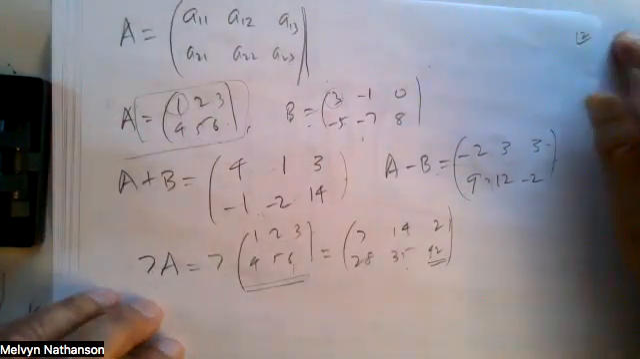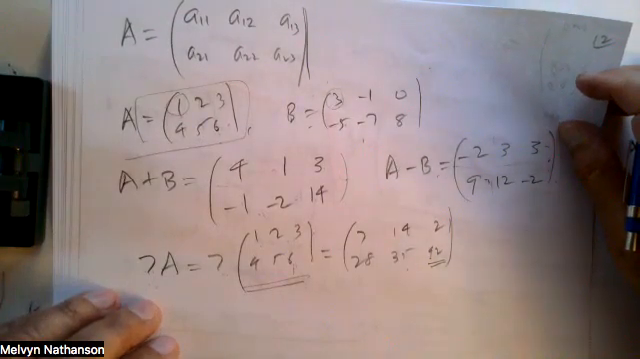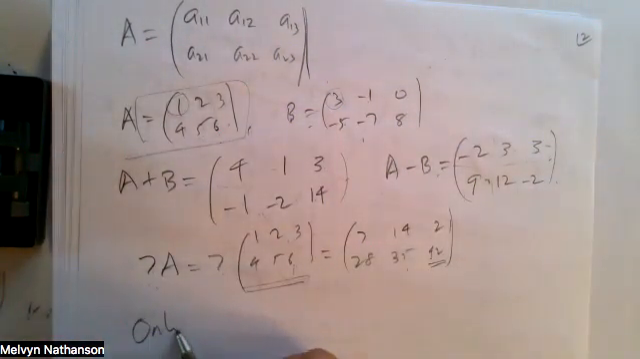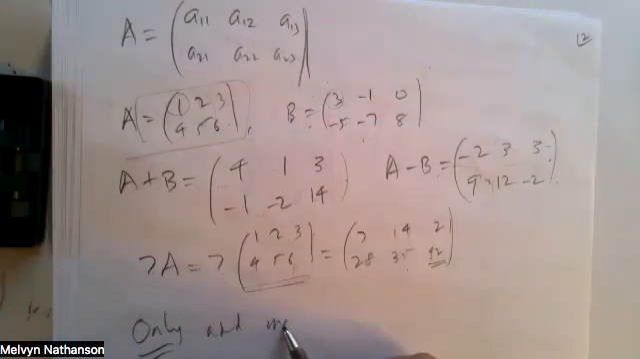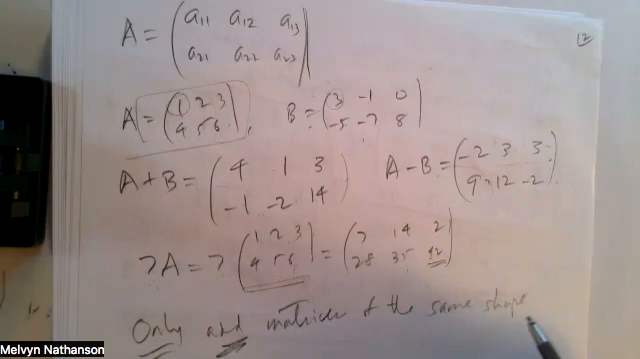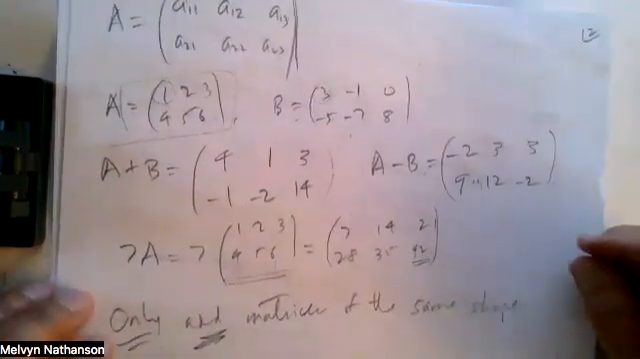Okay. And any other questions? Is it possible to add a 2 by 3 with a 2 by 1? No. You can only add matrices of the same shape. So you can add an m by n matrix with an m by n matrix, but you can't add an m by n matrix to one where n is different. They have to have the same shape. That's a very good question.